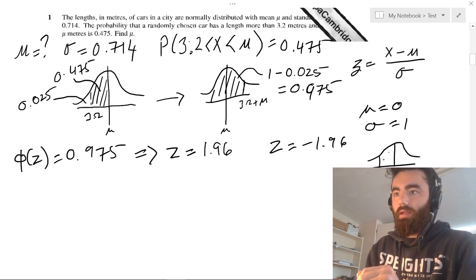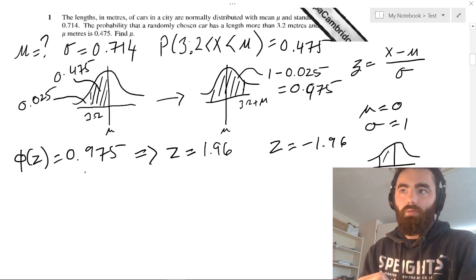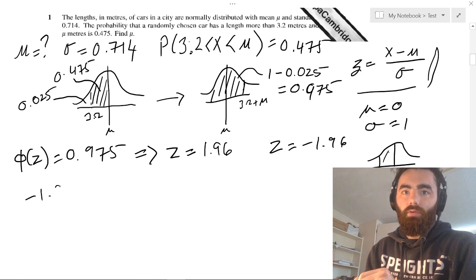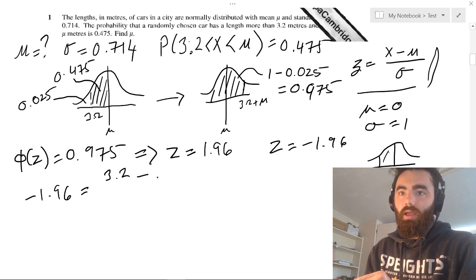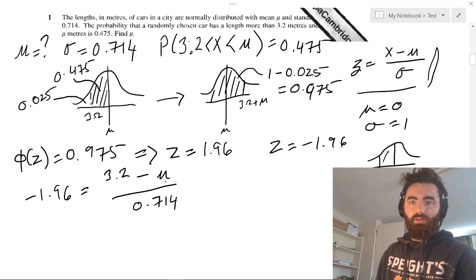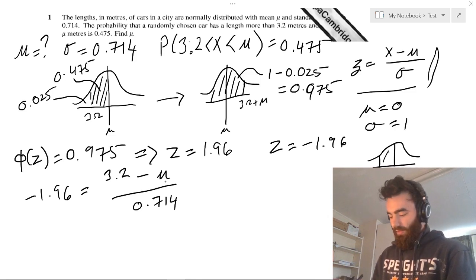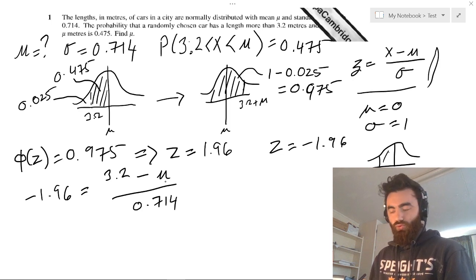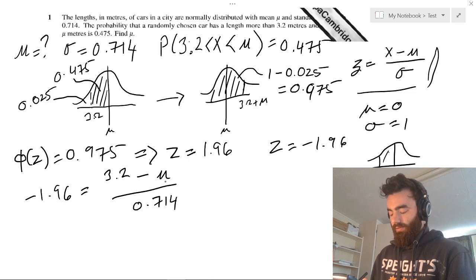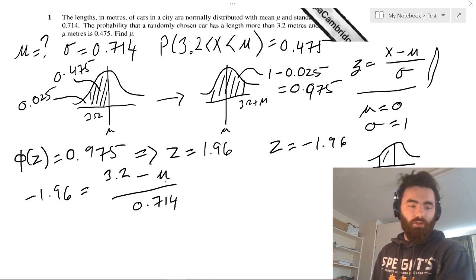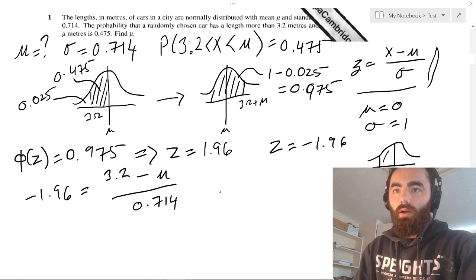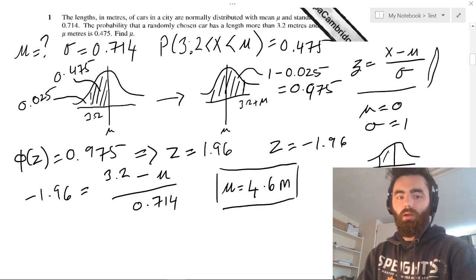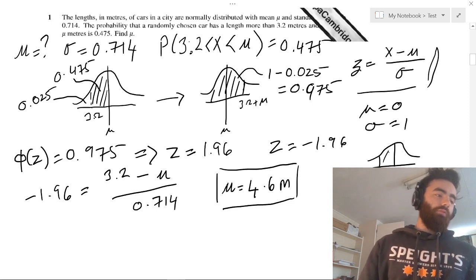That'll be 0. And then from there, obviously, now we can use this. We're relating the x and the z, so 3.2 corresponds to negative 1.96, and then we have a mu, and we know our standard deviation is this. Where's my calculator? So then we just calculate this, times, and then it's going to be minus 3.2. So the answer, and I'll round it, will be mu equals 4.6 meters. And that should be the answer. I'm pretty sure. Hopefully.